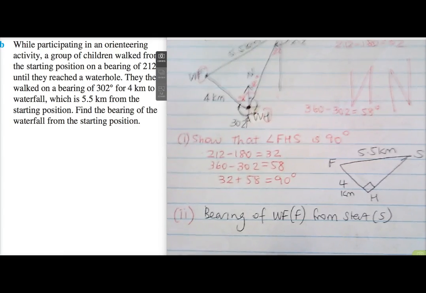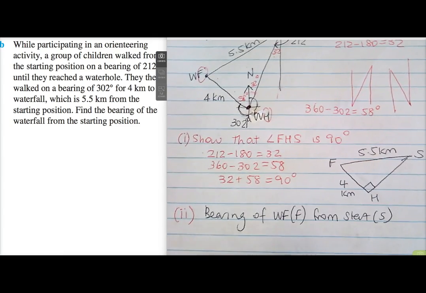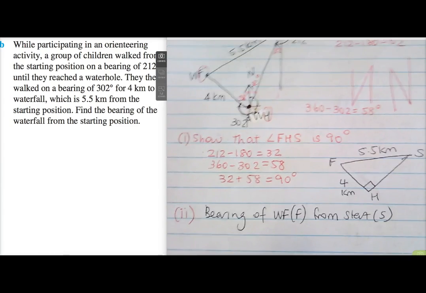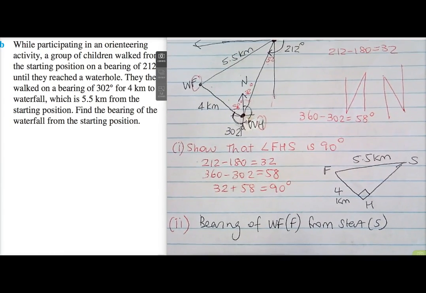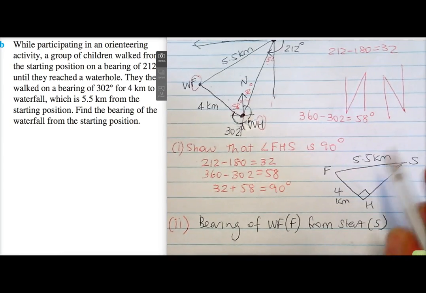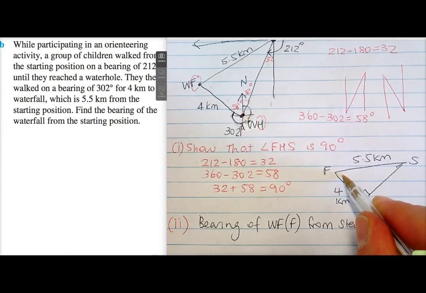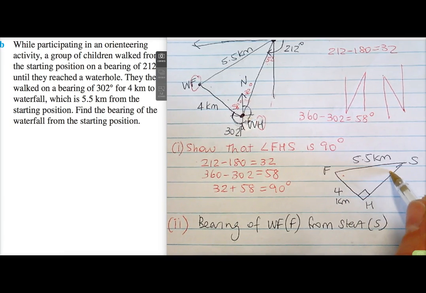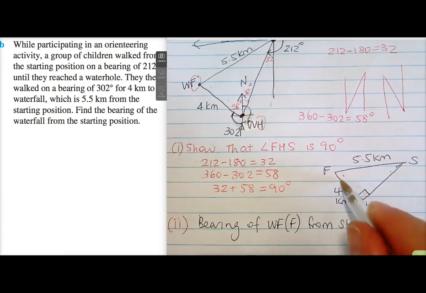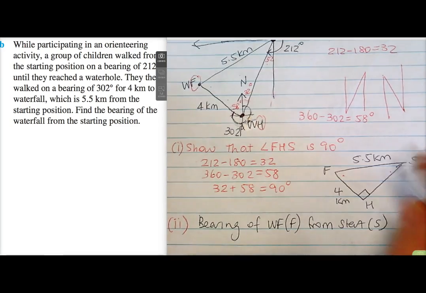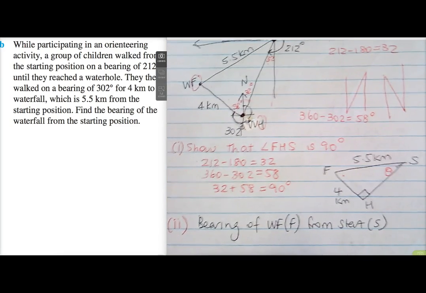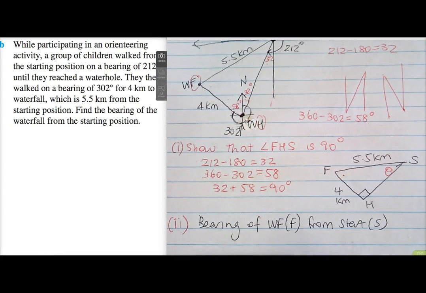Okay, now. Girls, which angle do you think you should find if I want an angle from the start position? F or the angle at S? S. Yeah. And it doesn't matter which one you find. Let's say you found F and you thought, why did I find that? How can you find out S really quickly afterwards? Angle sum of triangle. Yeah. So I'm going to call this theta, and we want to find theta. So let's find that angle first, because then we'll go back and we'll look at the bearing in a minute.